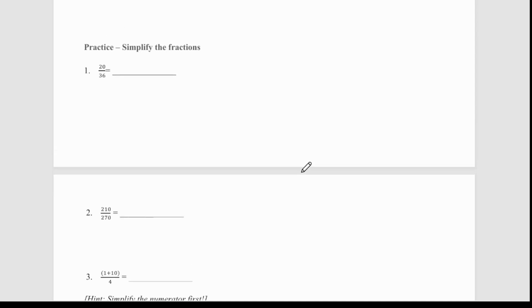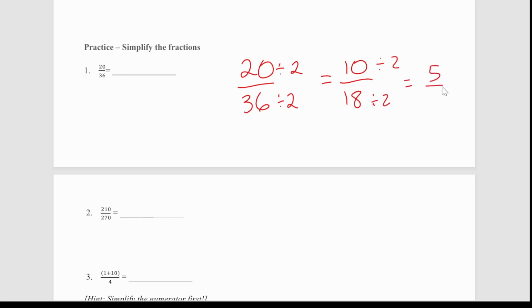So let's practice that a little bit. If I have 20 over 36, I might just initially notice, hey, these are both divisible by 2. So that becomes 10 over 18. And hey, these are still divisible by 2. That becomes 5 over 9. As far as I know, there's nothing that goes into both 5 and 9. That would simplify fully to 5/9. Alternatively, I could have instantly divided both by 4 and I would have gotten the same thing.